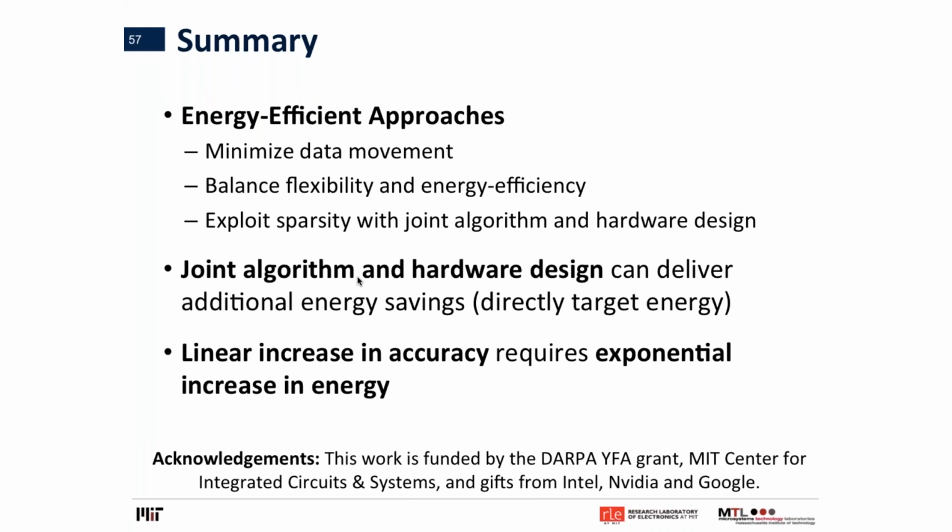We saw that joint algorithm and hardware design can be a very nice way of addressing all the different metrics that we saw. What we're hoping is that, currently, for a linear increase in accuracy, you require an exponential increase in energy, and eventually throughput as well. So with this joint algorithm and hardware design, we can actually help improve this trade-off.